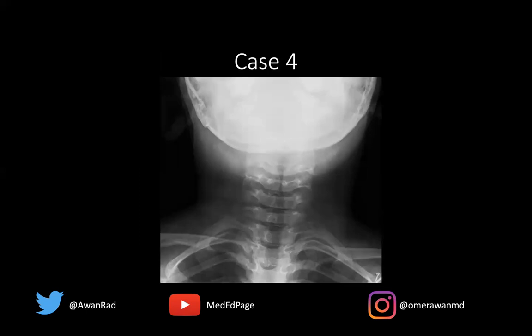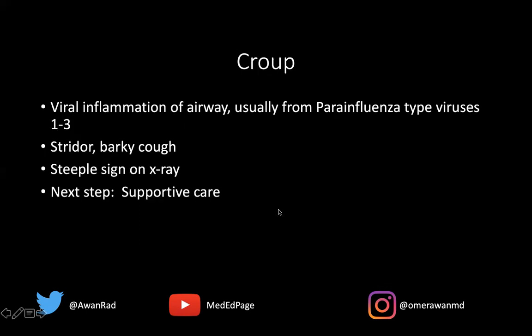Case four, we have a single frontal view of the neck. Notice that we have the steeple sign here with narrowing of the airway. Okay, this is seen characteristically in viral croup. So this is a nice example of viral croup. This is viral inflammation of the airway, usually from a parainfluenza virus, types 1 to 3, sometimes adenovirus. Typically, they present with stridor or a barky cough. That's what they're going to show you in the question stem.